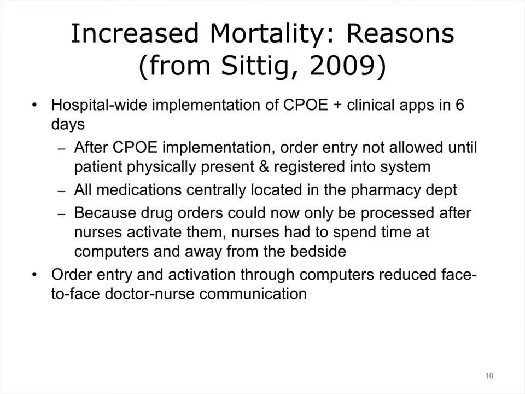A major problem is that order entry was not allowed until the patient was physically present and entered into the system, meaning that treatments could not be given promptly when needed. Another problem is that medications were now all located in the pharmacy, making them not conveniently available, e.g. in intensive care units, when needed. This change alone, even without CPOE implementation, would have serious consequences. Small tests of change on a single unit would be better done beforehand to test the effects and efficiency of such changes.